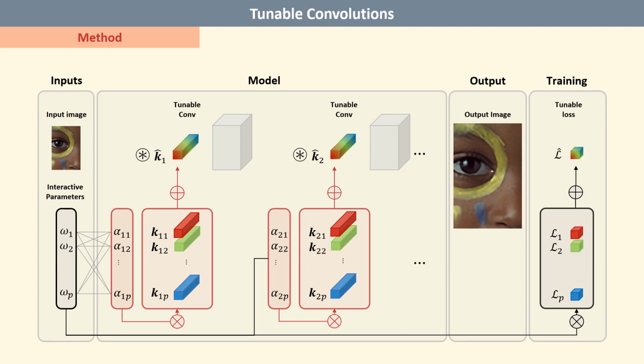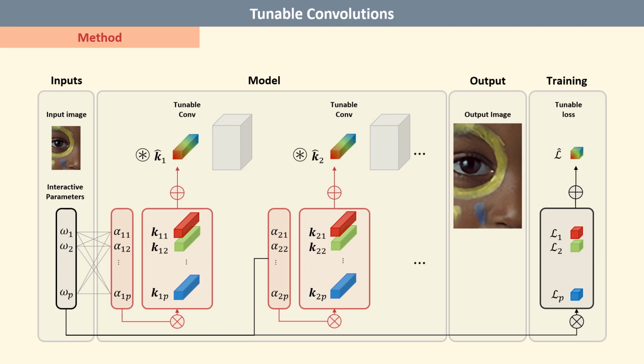In this work, we propose to control neural networks using a parametric tunable convolutional layer, which includes a set of p different kernels k that are optimized against an equal number of losses L. Our key insight is to explicitly connect each kernel to a different loss objective through a shared set of p parameters omega. Specifically, we use an identical omega to drive the interpolation of the p kernels in each layer and the p objectives in the loss.